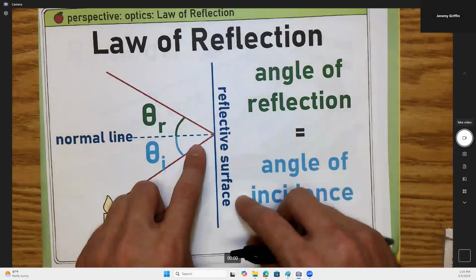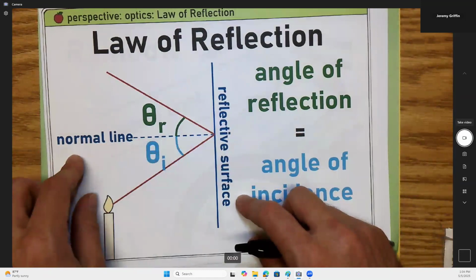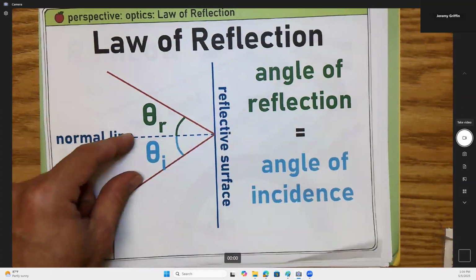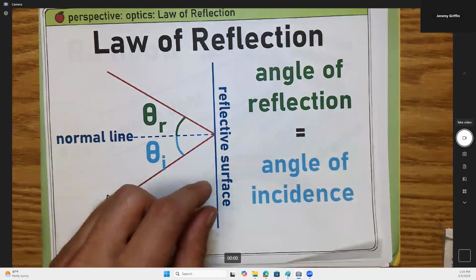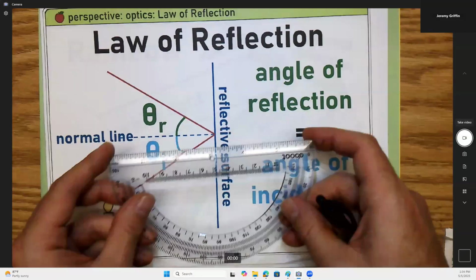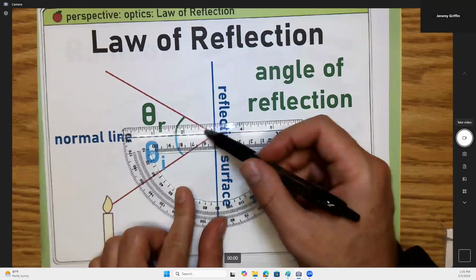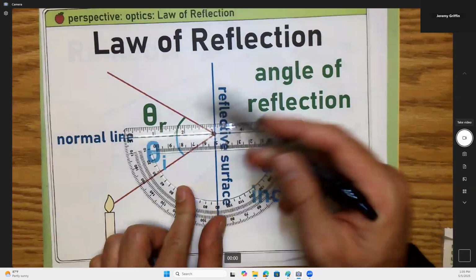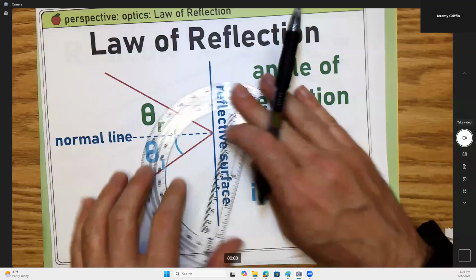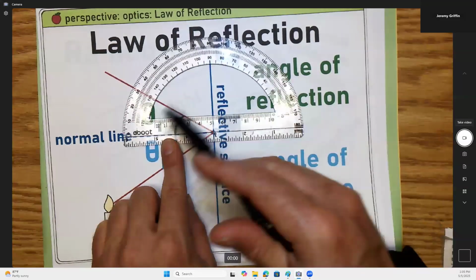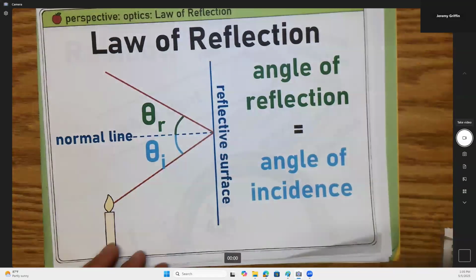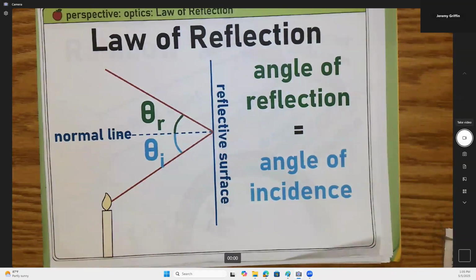Now, relative to this normal line, I can measure a couple of angles. I got this angle of incidence. I got this angle of reflection. Oh, I even have a protractor here. Look at this. Let's try this out. Okay. So what's this angle of incidence here? Looks like 31 degrees. What's this angle of reflection right here? It is also 31 degrees. Hey, 31 equals 31. So it's a match. There you go. All right, so you guys got law of reflection.